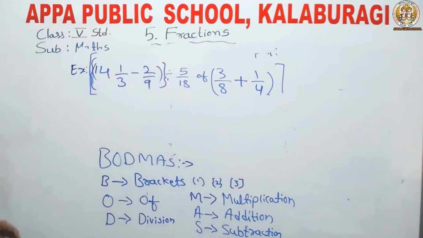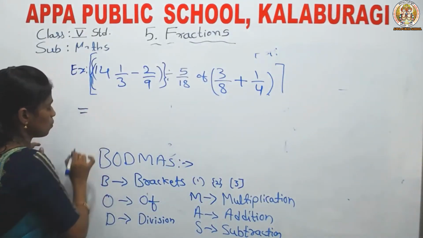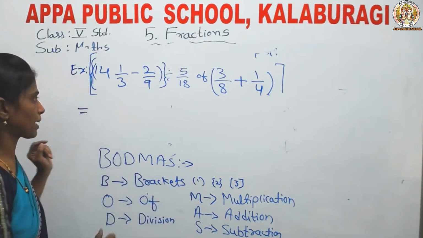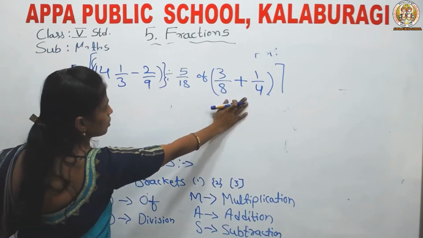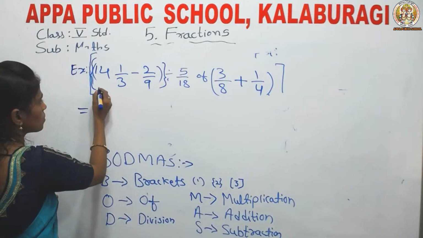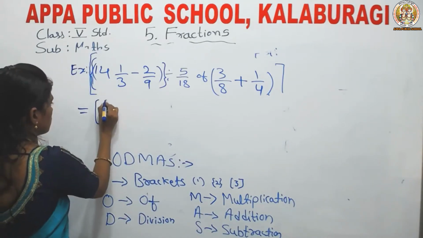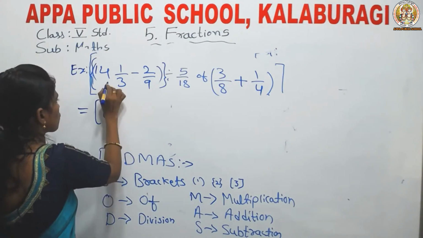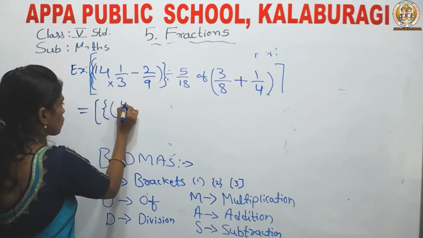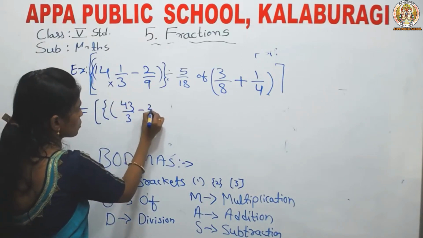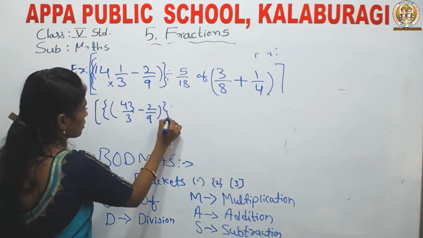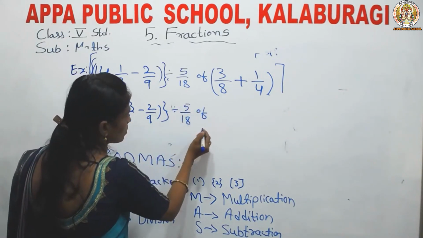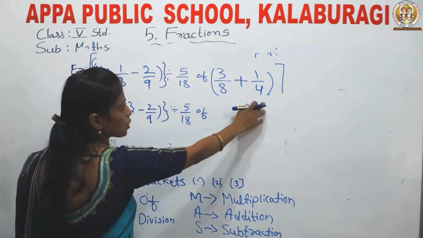Now simplify. Now you can use the Bodmas rule here. How? First, B means brackets. Brackets here, first one, which one is there? Curved bracket. Here also a curved bracket, and here also a curved bracket is there. Okay. Now simplify first this one, the square bracket, and this is the flower bracket. Now 14 3s are 42 plus 1, 43, divided by 3 minus 2 by 9. Okay. Next, the division sign, 5 by 18 of. Now this one also has a curved bracket.